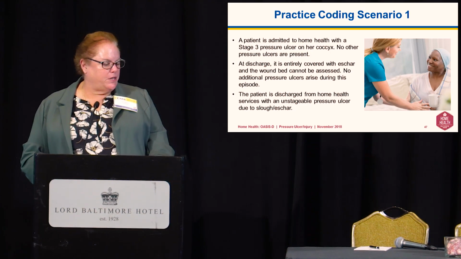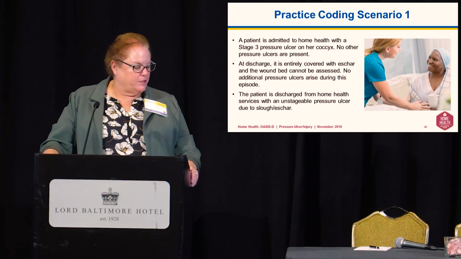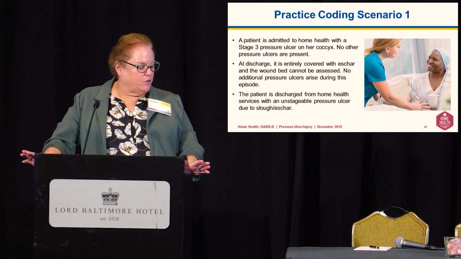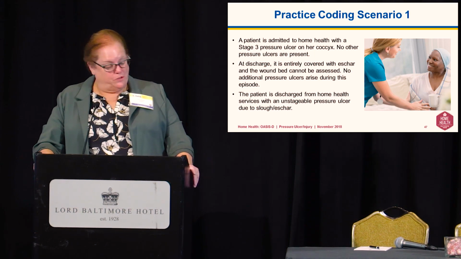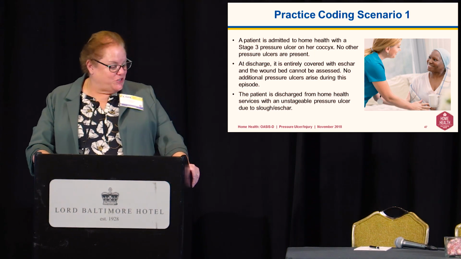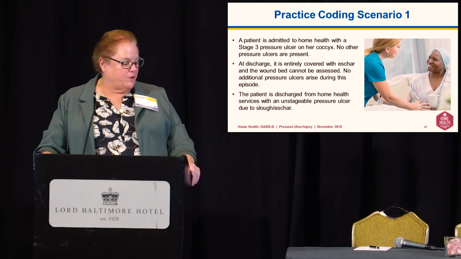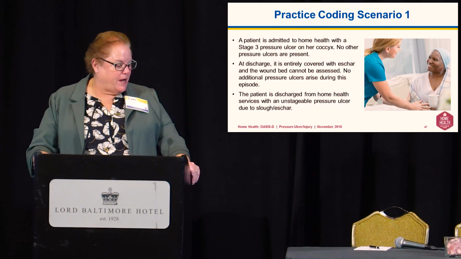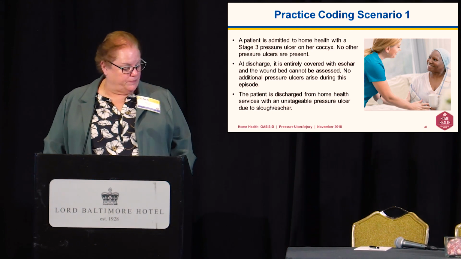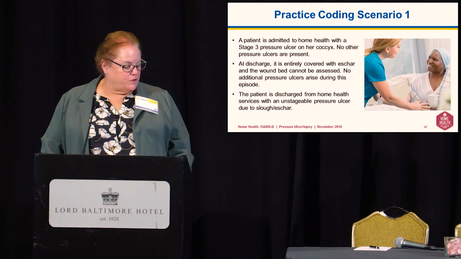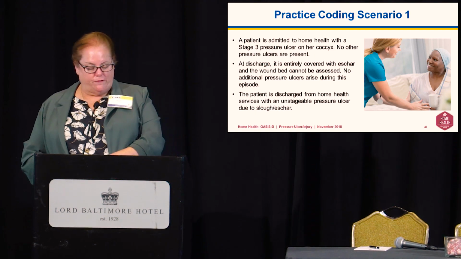A patient is admitted to the home health with a stage 3 pressure ulcer on her coccyx, and no other pressure ulcers are present. I made it a she. We're going to assume this person's a she. At discharge, this wound or area is entirely covered with eschar, and the wound bed cannot be assessed. No additional pressure ulcers arise during the episode. The patient is discharged from the home health services with an unstageable pressure ulcer due to slough and eschar.